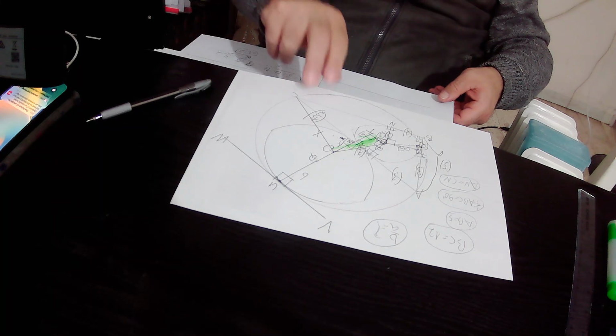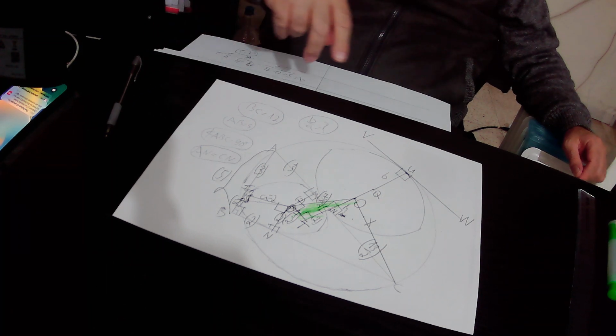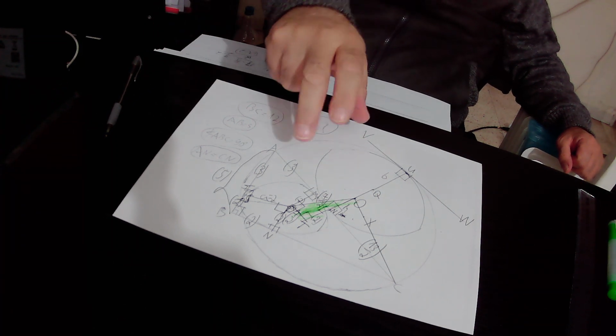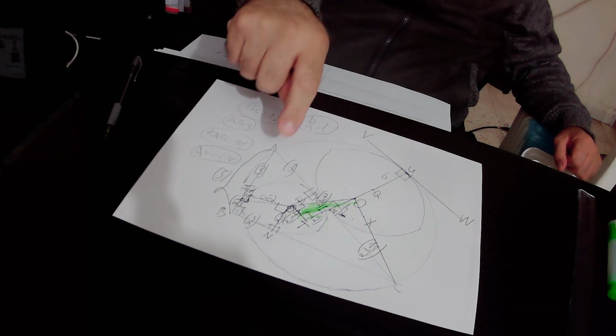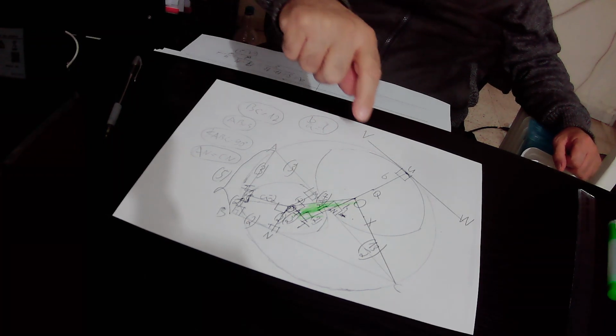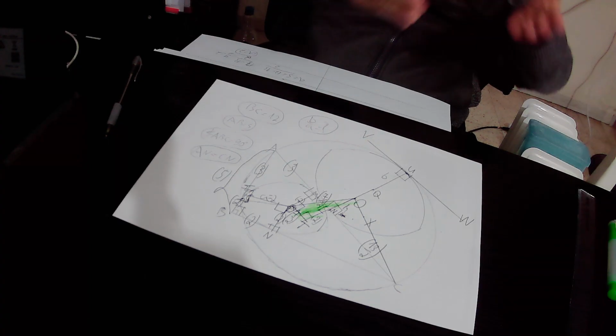In this lecture, I found the ratio between the radii of those two circles, that is to say, the ratio between the radius of this circle and the radius of this circle. The radius of this circle is B and the radius of this circle is A, so I found the ratio of B over A.